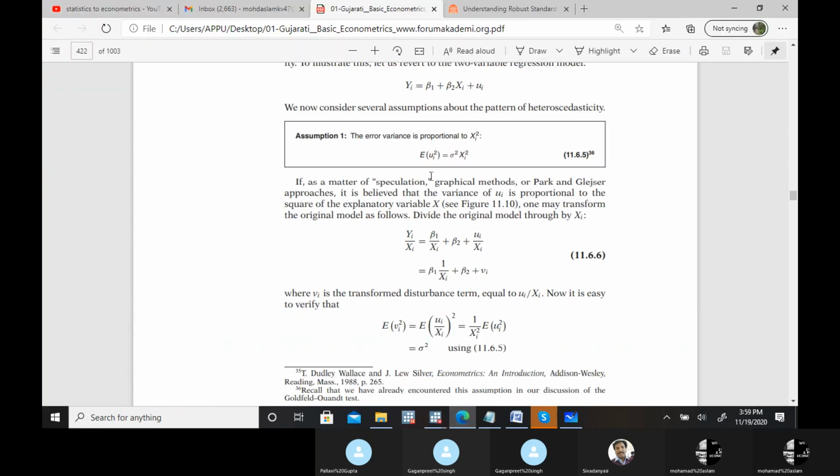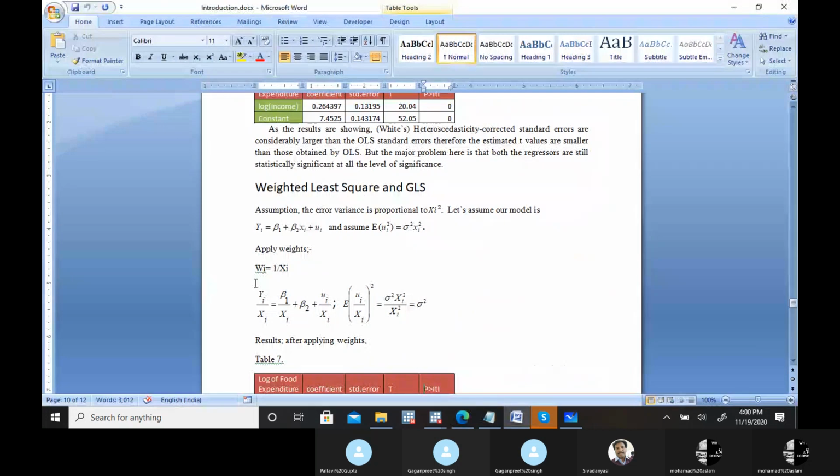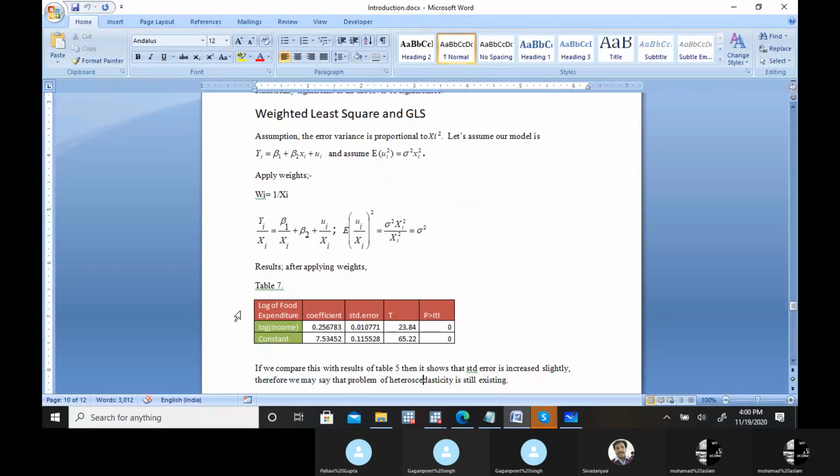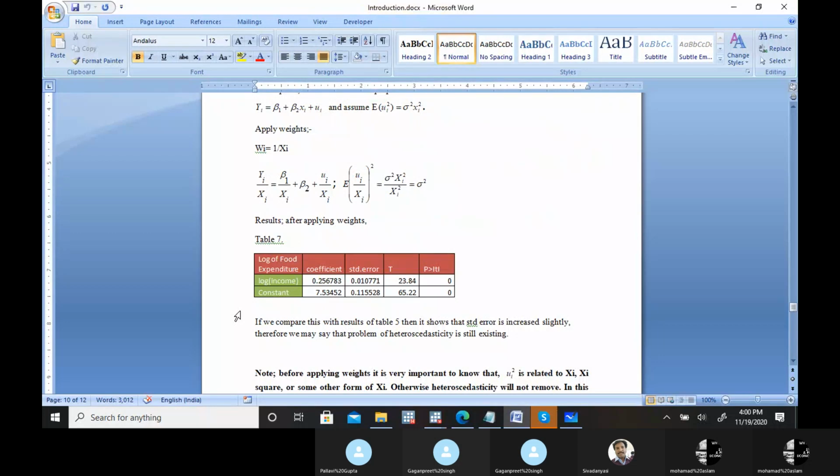So if you think that this expected ui square is some constant part and a changing part because of xi square, then divide your regression equation with the xi variable. This is dividing all the variables with the xi and running the regression. Then see the changes in your results.